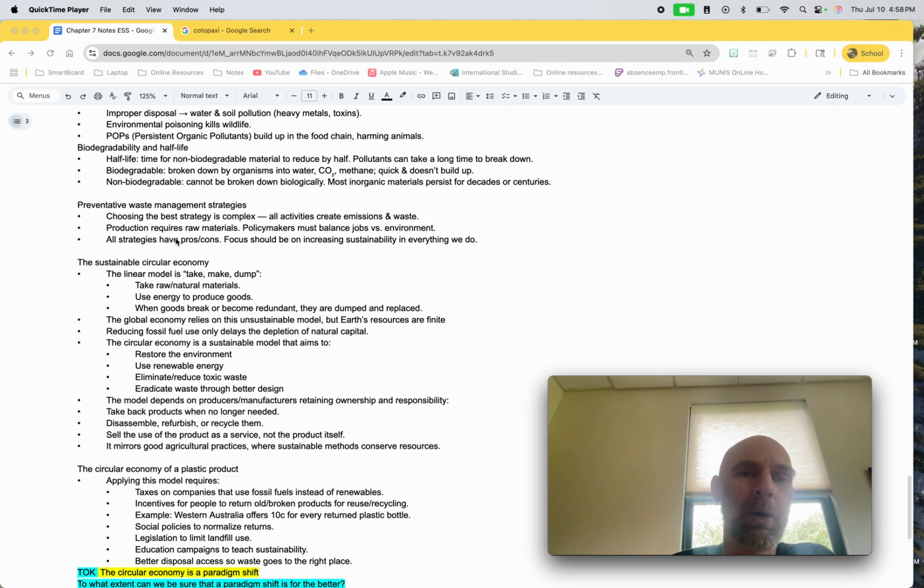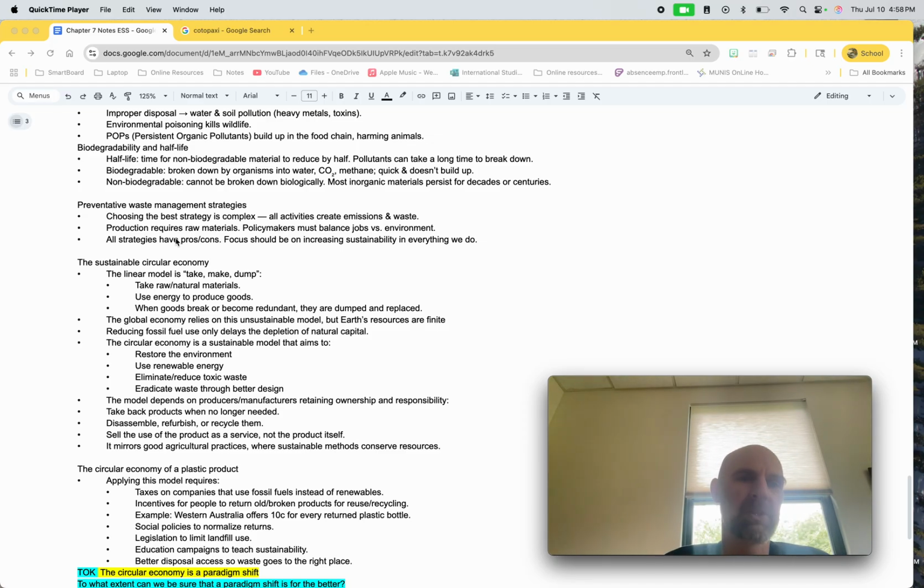Biodegradable means broken down by organisms into water, CO2, methane, quick and doesn't build up. Non-biodegradable cannot be broken down biologically. Most inorganic materials persist for decades or centuries. This is why I like to use it. Look at how long you use it versus how long it takes to break down.